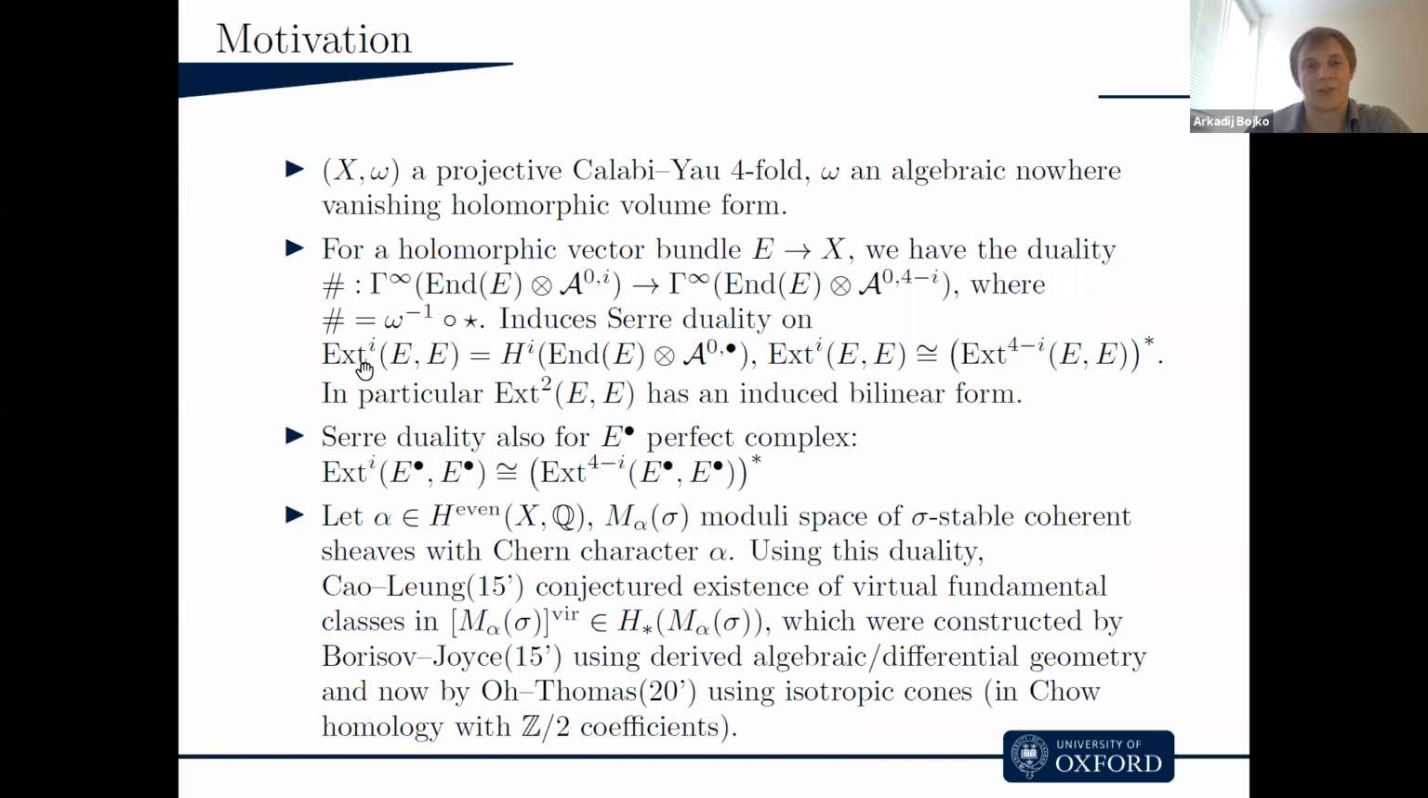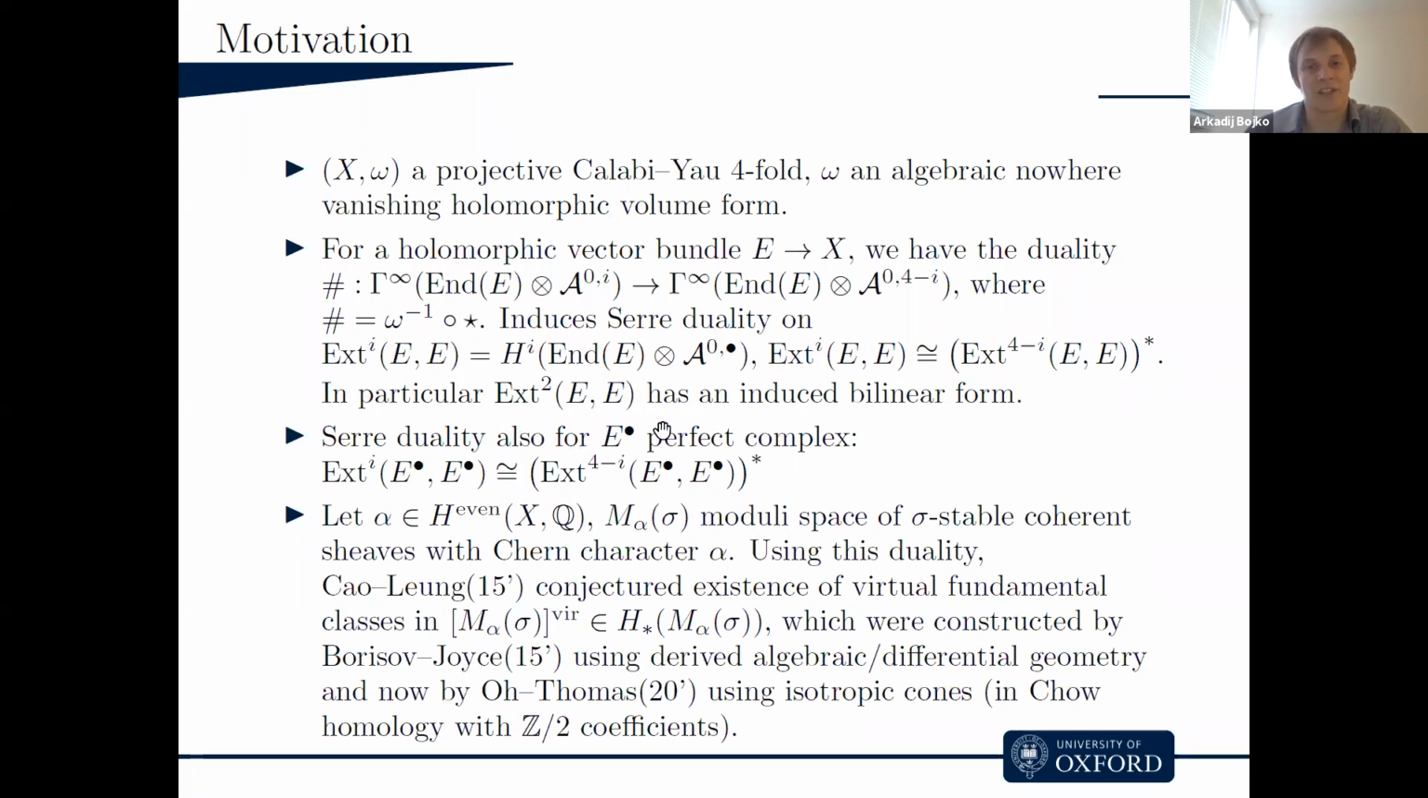Using this notation, these are called Ext groups, which are the cohomology groups of the resolution. One gets the duality on the Ext groups. In particular, if you plug in i equal to 2 here, you get that the second Ext group is self-dual. In particular, you get a bilinear form on this.